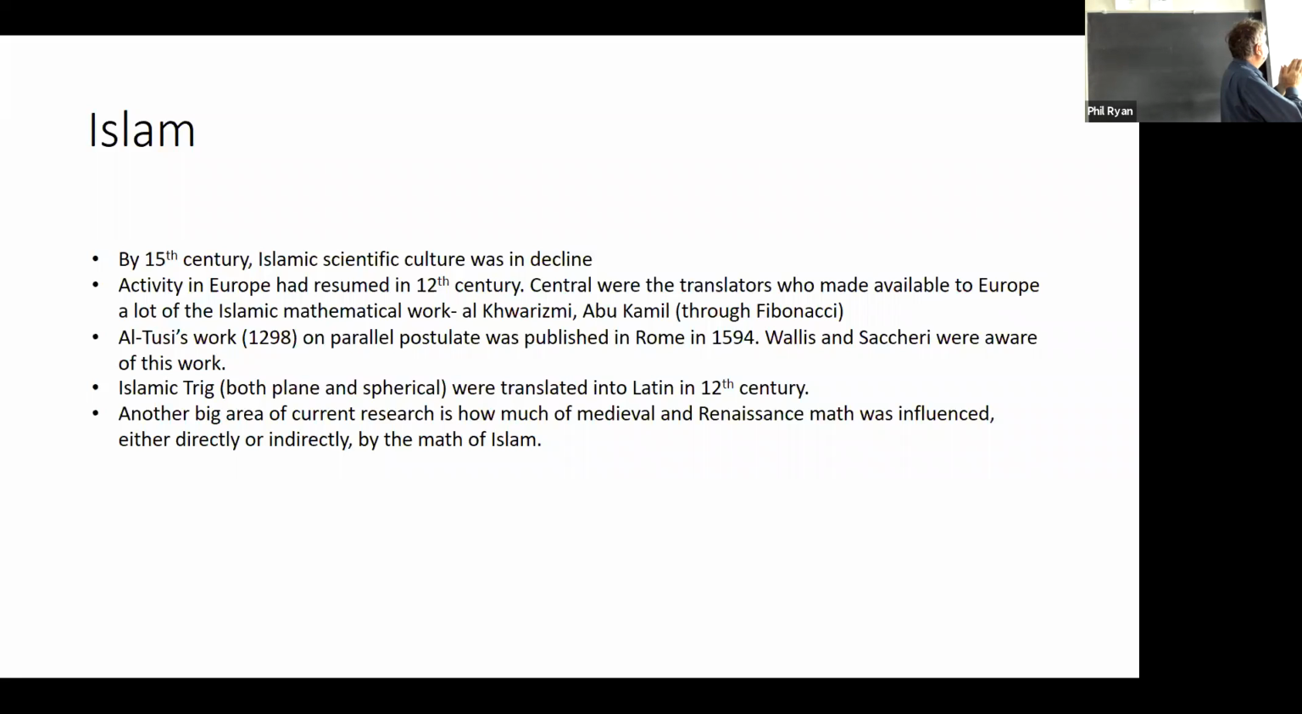So he worked on that. His work was published in Rome, 1594, and definitely people, John Wallis and Gilmero, Saccheri, worked out. Saccheri is very important. He was like in the 1700s. He wrote a book which was called something like Euclid without imperfections, or something like that.